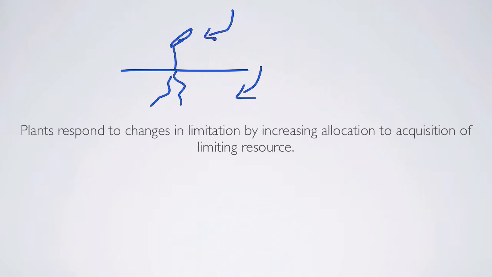Alternatively, if they're limited by light, it wouldn't necessarily make sense to have a large root system if there was a large nutrient supply. Instead, it might be better to produce more leaves to be in balance such that light and nutrients are supplied in a ratio that's equal to their demands.